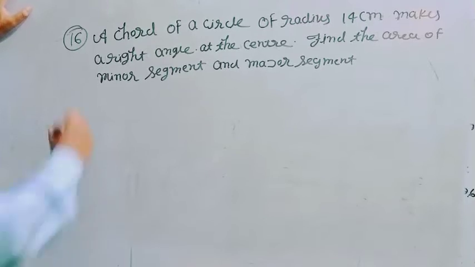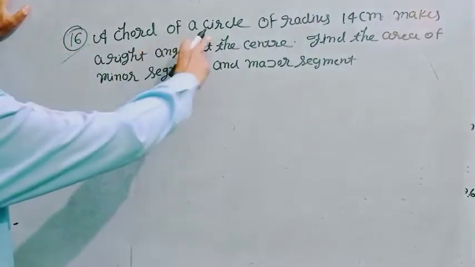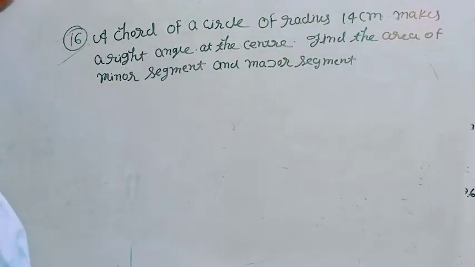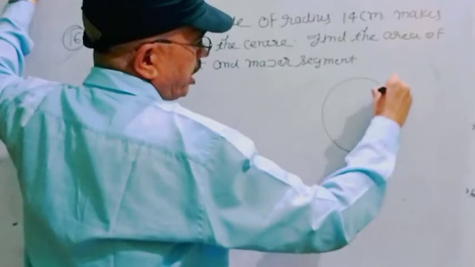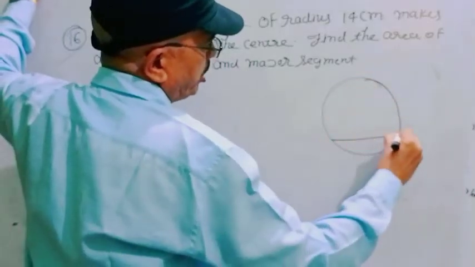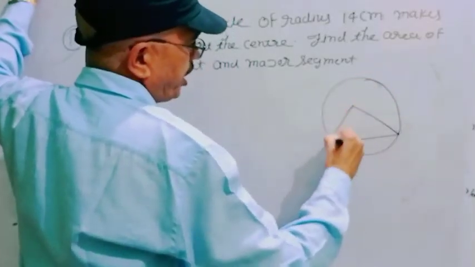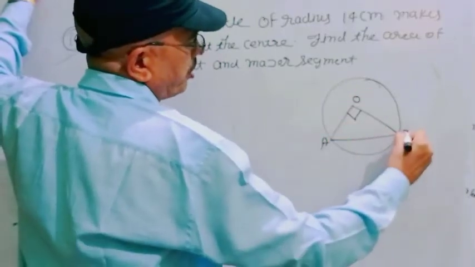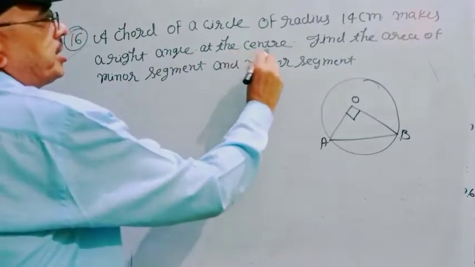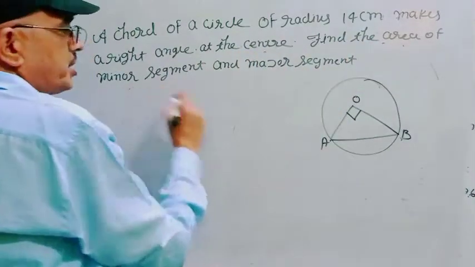Now see question number 16. A chord of a circle of radius 14 cm makes a right angle at the center. That means it is a circle and a chord makes a right angle at the center. That is O and AB is the chord, which makes a right angle at the center. Find the area of the minor segment.